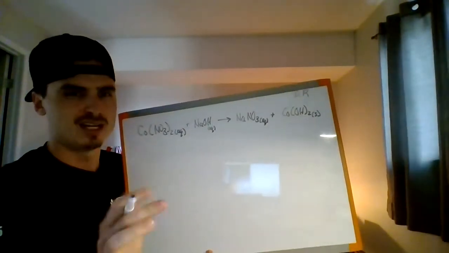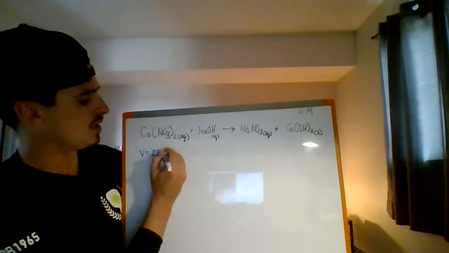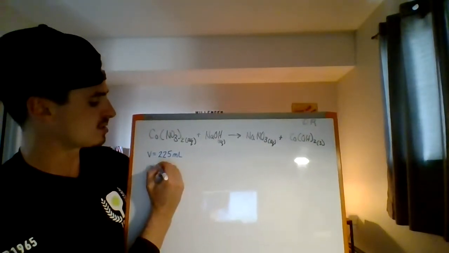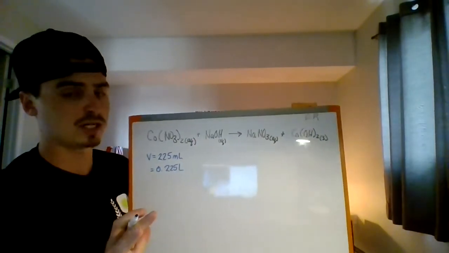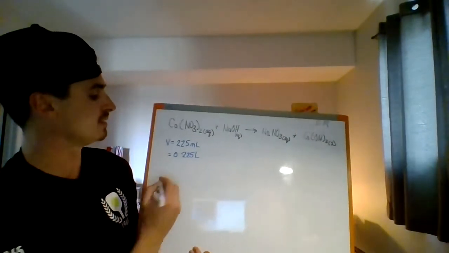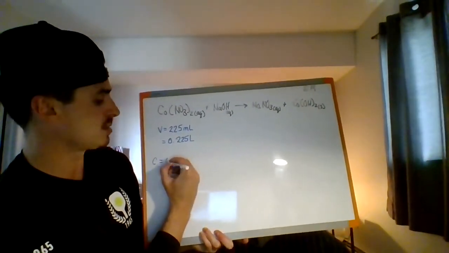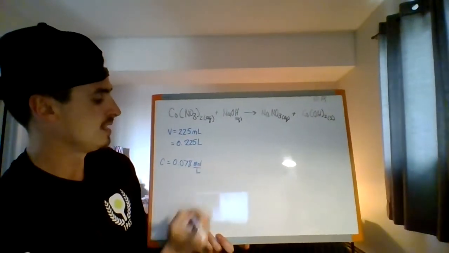Now, if I just look at my question, let's just write down the given information, okay, before we even look at anything. So it's told me that the volume of cobalt nitrate is 225 milliliters. I know I don't like milliliters, so let's put that in liters, okay? Again, I don't know what the question's asking. I'm just writing down the given information. The concentration is 0.078 moles per liter, okay?